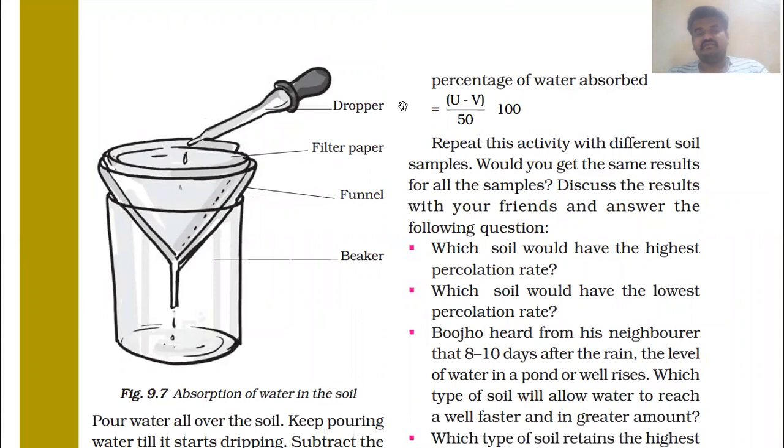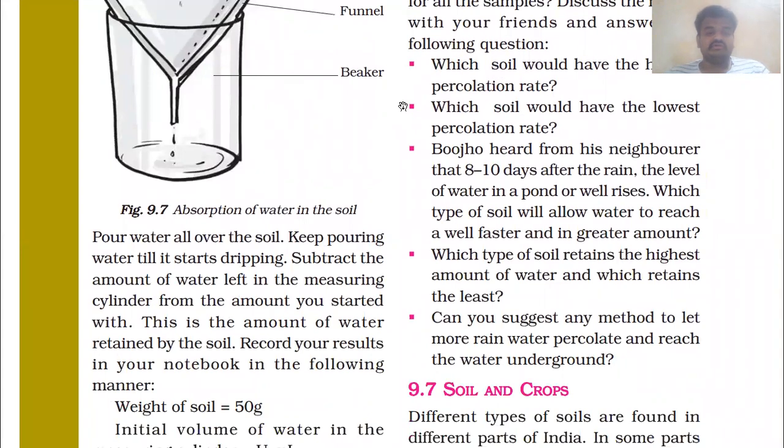In figure 9.7, you are given the arrangement and how we have to perform this experiment. Pour water all over the soil. Keep pouring water till it starts dripping. Subtract the amount of water left in the measuring cylinder from the amount you started with. This is the amount of water retained by the soil. Record your result in your notebook in the following manner. They simply want to say that up to whatever the limit of absorption of the soil, it will reach. After that, whatever excess water is there in the soil will be removed by this outlet, from here only.